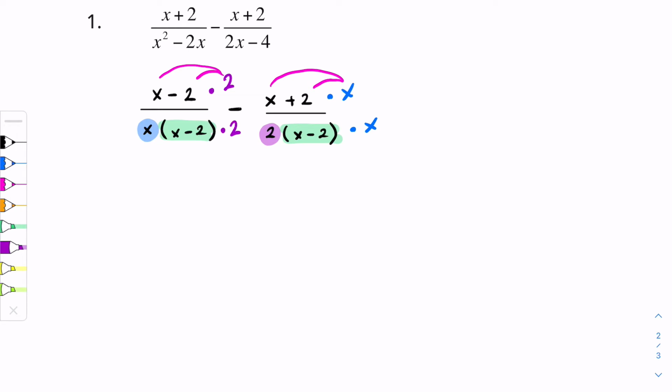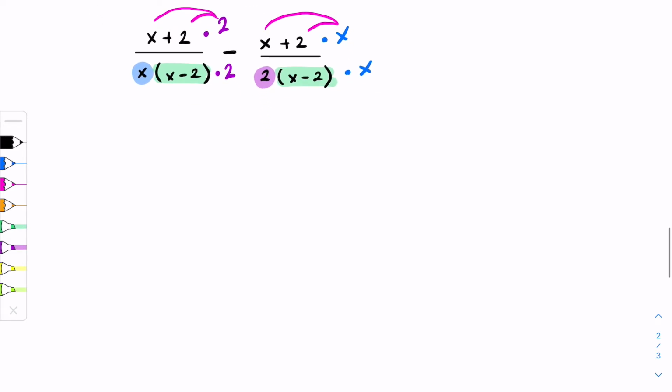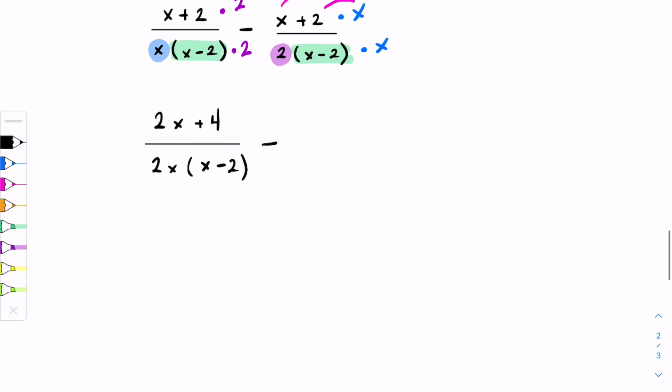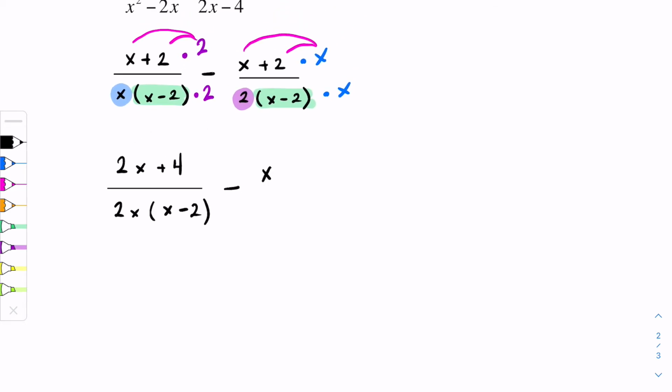I actually just realized I wrote something wrong right here. This should be x plus 2. Look at the original. So sorry about that, but fix that to x plus 2. So now when we distribute our numerator, we end up with 2x plus 4 divided by our newly created common denominator of 2 times x minus 2, times x. We are subtracting our distributed numerator, x squared plus 2x, divided by our common denominator of 2x times x minus 2.